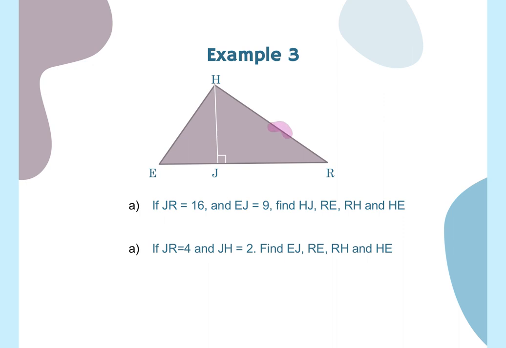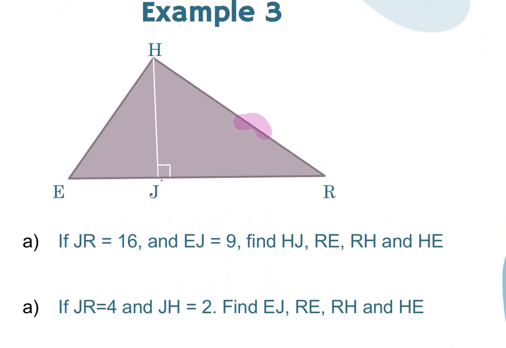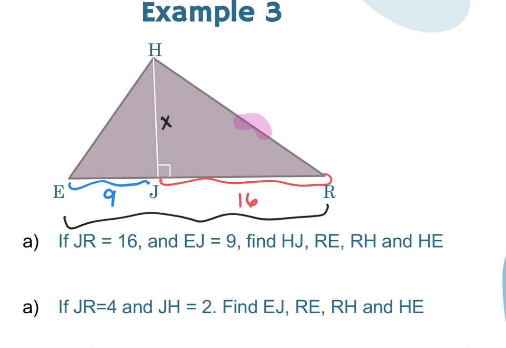For A, it says if JR, so JR is this segment here, is 16, and EJ, which is this segment here, is 9, find, the first one is HJ, the second one is RE, the third one is RH, no, sorry, second one is RE. I wrote it on the wrong one. RE, which is this whole thing. RH could be a Y, and HE could be a Z. Or you could use the letters. It doesn't matter. We know we want to solve those one at a time.